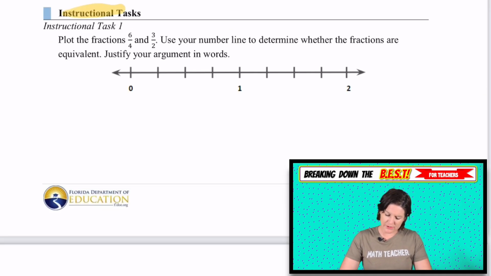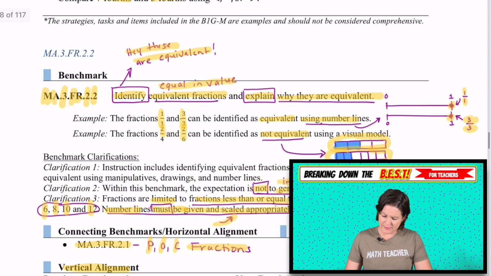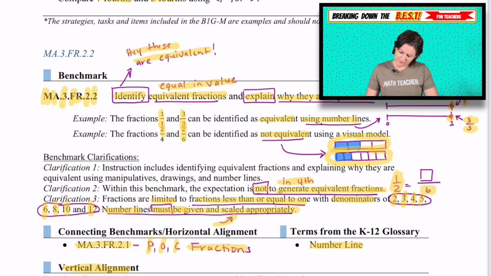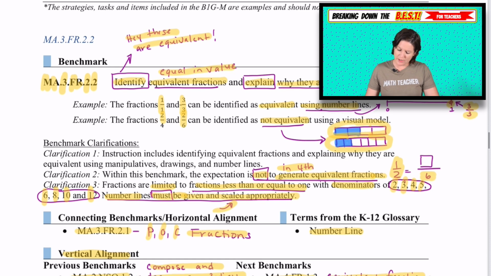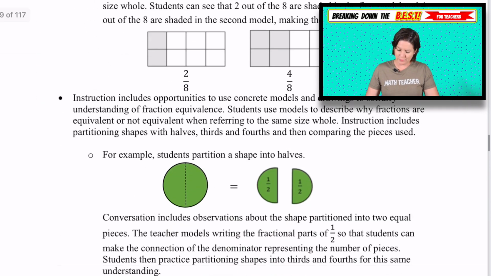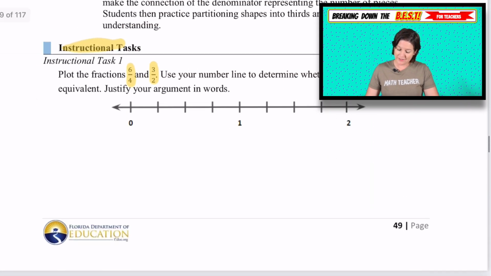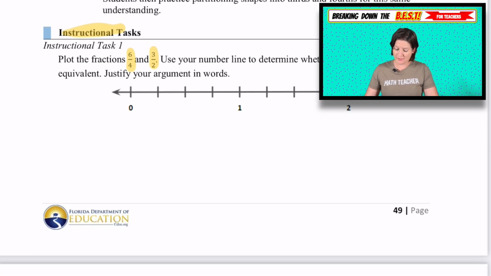This says plot the fractions 6/4 and 3/2. And I'm looking at these two fractions and wondering why they are there, because it said that fractions are limited to less than or equal to 1. So be careful with that. I feel like that is going outside of the clarifications that they mentioned.